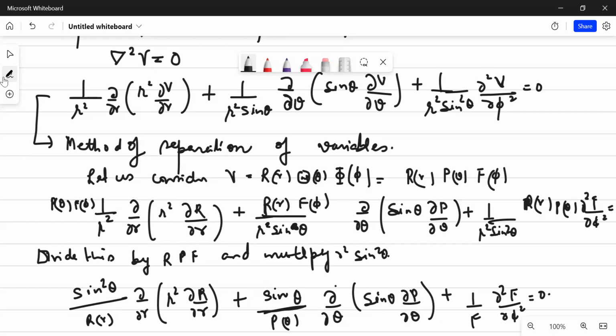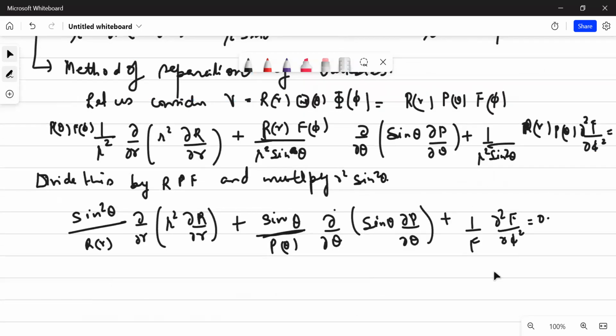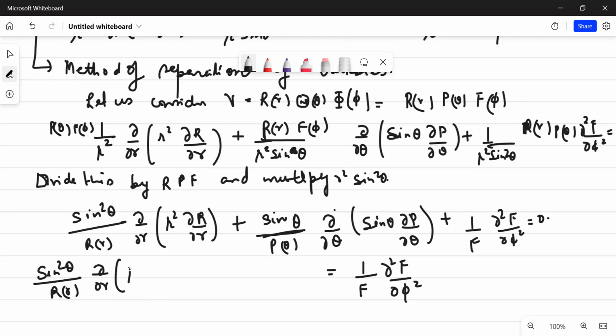Is that clear? Now what we do, we actually take one particular term on the right hand side. So one particular term I'm taking on the right hand side. What will it come out as? It will come out as F del square F upon del phi square, and there would be some LHS term. LHS term is sine square theta divided by R, and then del by del r of r square del capital R, plus sine theta divided by P, and then del by del theta of sine theta del P upon del theta. And this is equal to 1 upon F del square F upon del phi square.